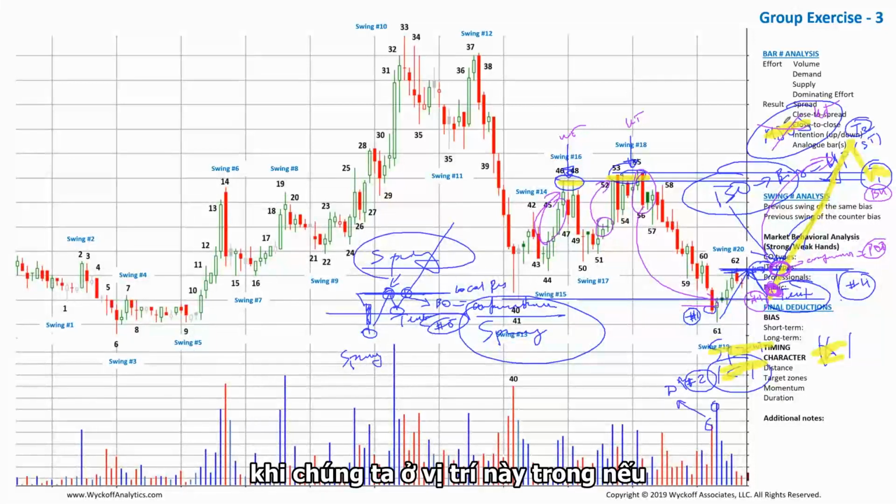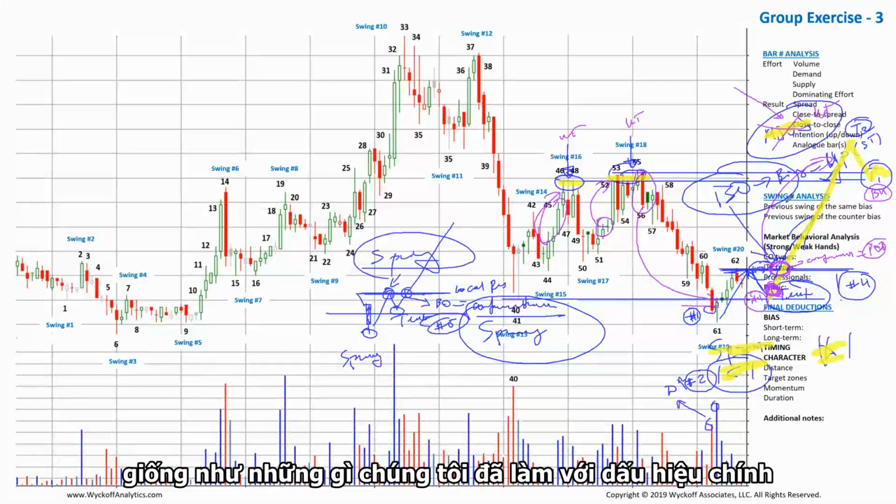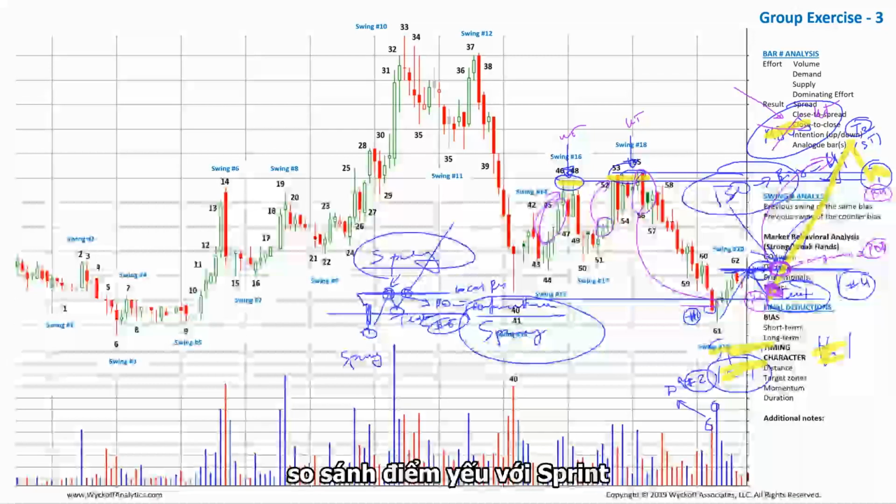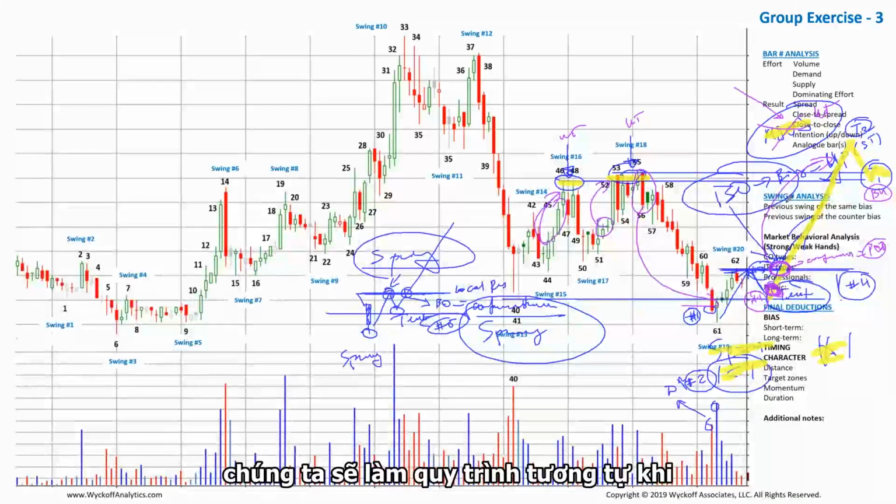And then when we are in this position, and if the major sign of strength characteristics are going to unfold, like what we've done with the major sign of weakness comparison to the spring with Doug, we're going to do the same process. We're going to look at that rally and say, are there characteristics of a major sign of strength as the price moves up?